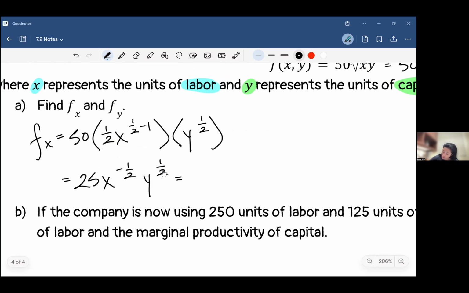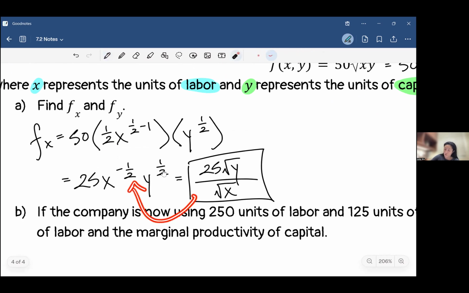And that's going to give us 25 square root of y over square root of x. Okay. So I want us to make sure that we can go back and forth between these different versions, because something like this is going to be so much easier to plug in a number, which we're going to have to do in the next one.